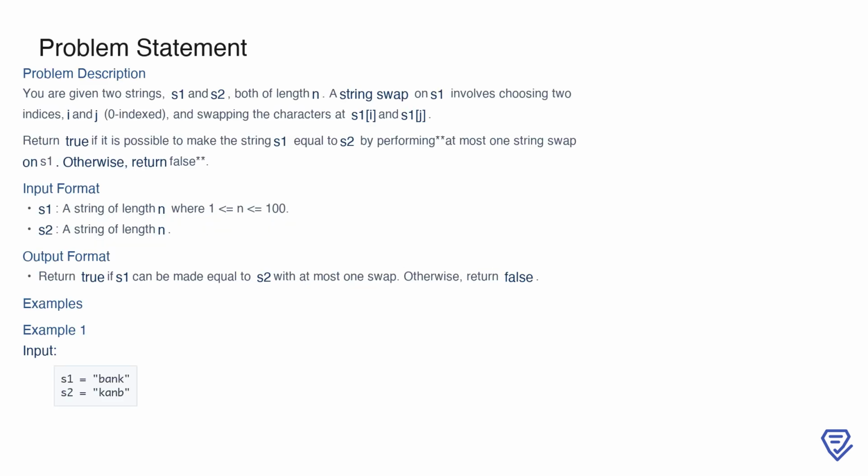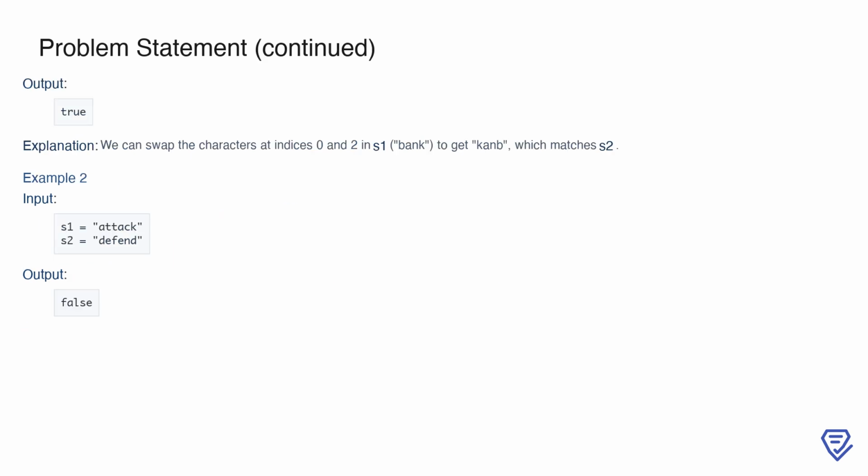In this problem, you are given two strings, s1 and s2, both of the same length, n. The task involves determining if you can make s1 equal to s2 by performing at most one string swap on s1. A string swap means selecting two indices in s1 and swapping the characters at those positions. If it's possible to achieve equality with one or no swaps, you return true. Otherwise, you return false. For the input format, s1 and s2 are strings of length n, where n is between 1 and 100. The output is a Boolean value indicating whether s1 can be made equal to s2 under these conditions. Let's look at some examples to clarify the problem.